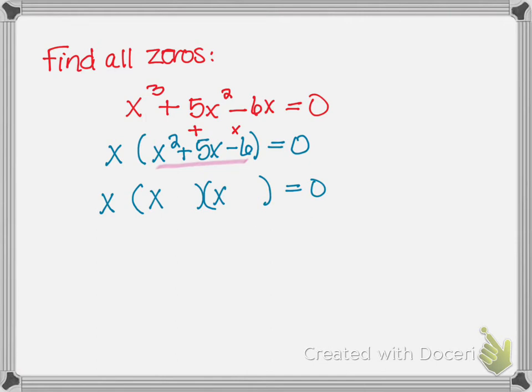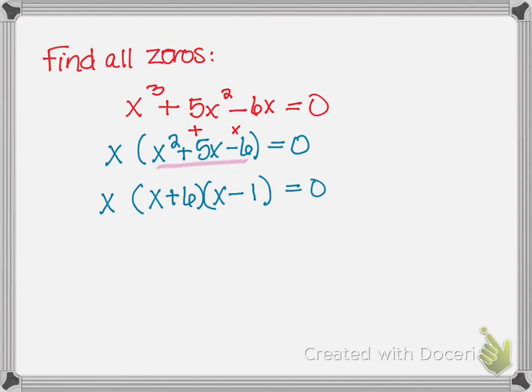So when I'm thinking about factors of negative 6, I think of things like negative 3 and positive 2, or positive 3 and negative 2. I think of 6 and negative 1, or negative 6 and 1. Well, this would work. They would add up to 5 if I had positive 6 and negative 1. And that's how I know that my factors are x plus 6 and x minus 1.